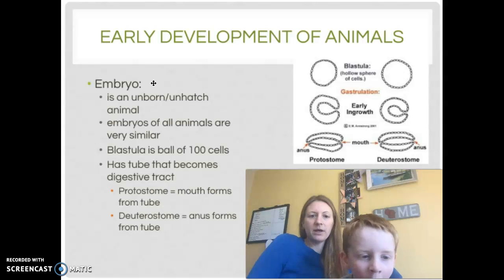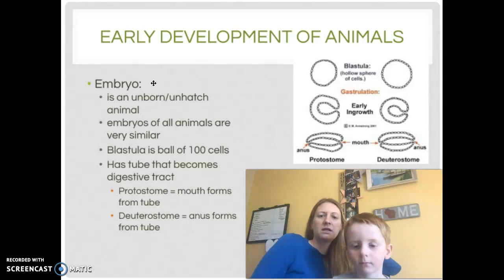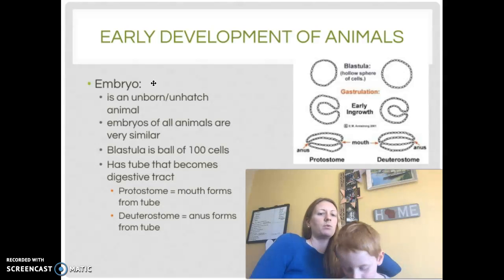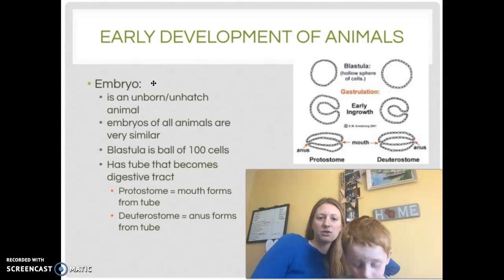So an embryo is an unborn or unhatched animal. The embryos of all animals are very similar, especially in those very early stages and early days. All animals will start out as a tiny ball of cells. This ball we call a blastula. As the cells are dividing and replicating, they all come to this hollow ball of cells called a blastula, consisting of 100 cells.